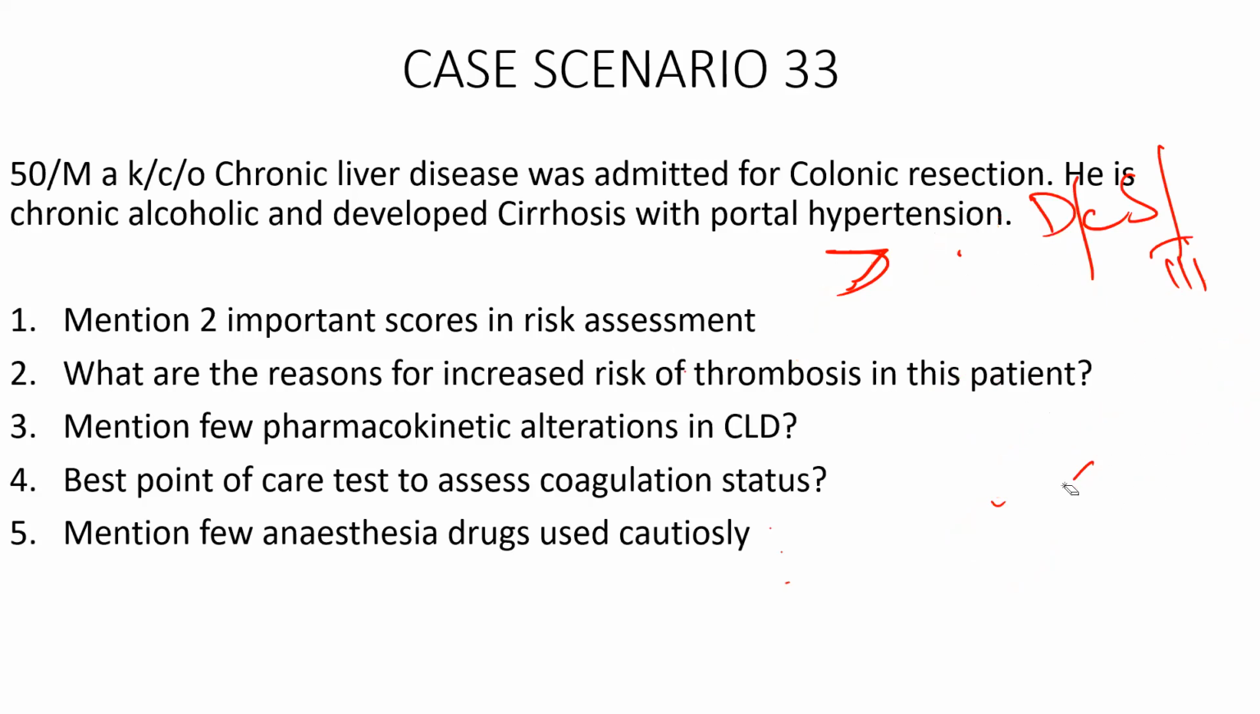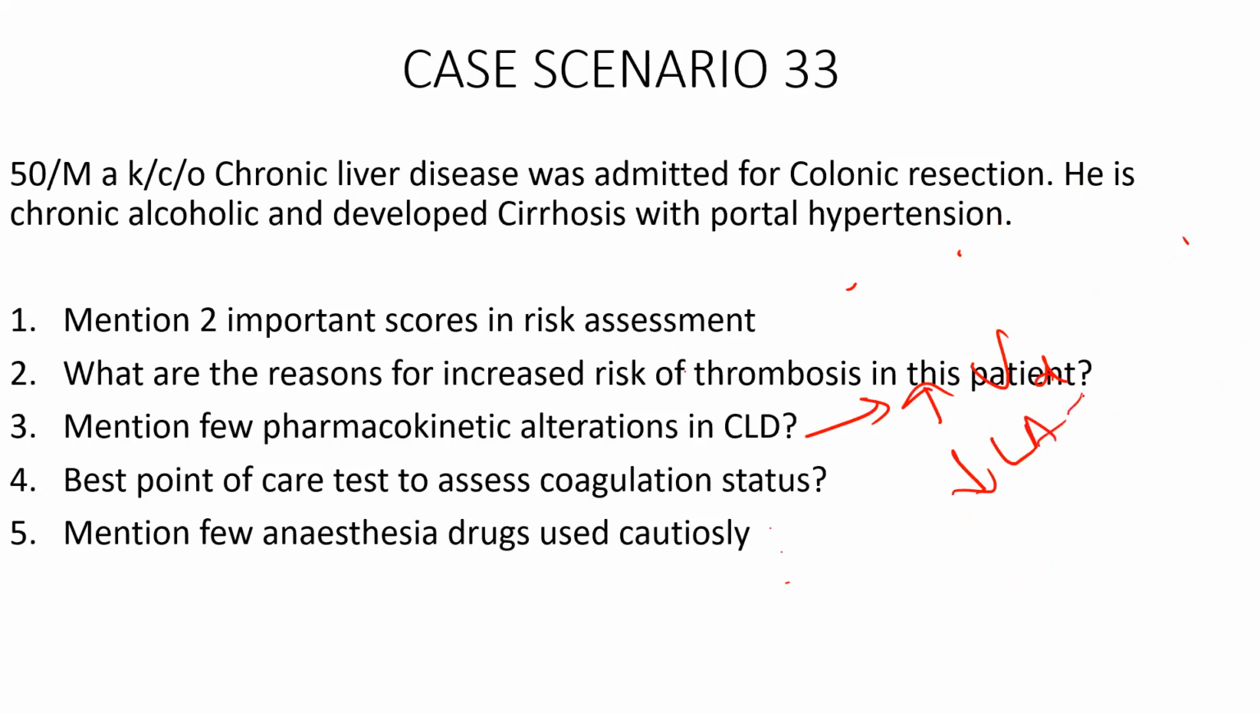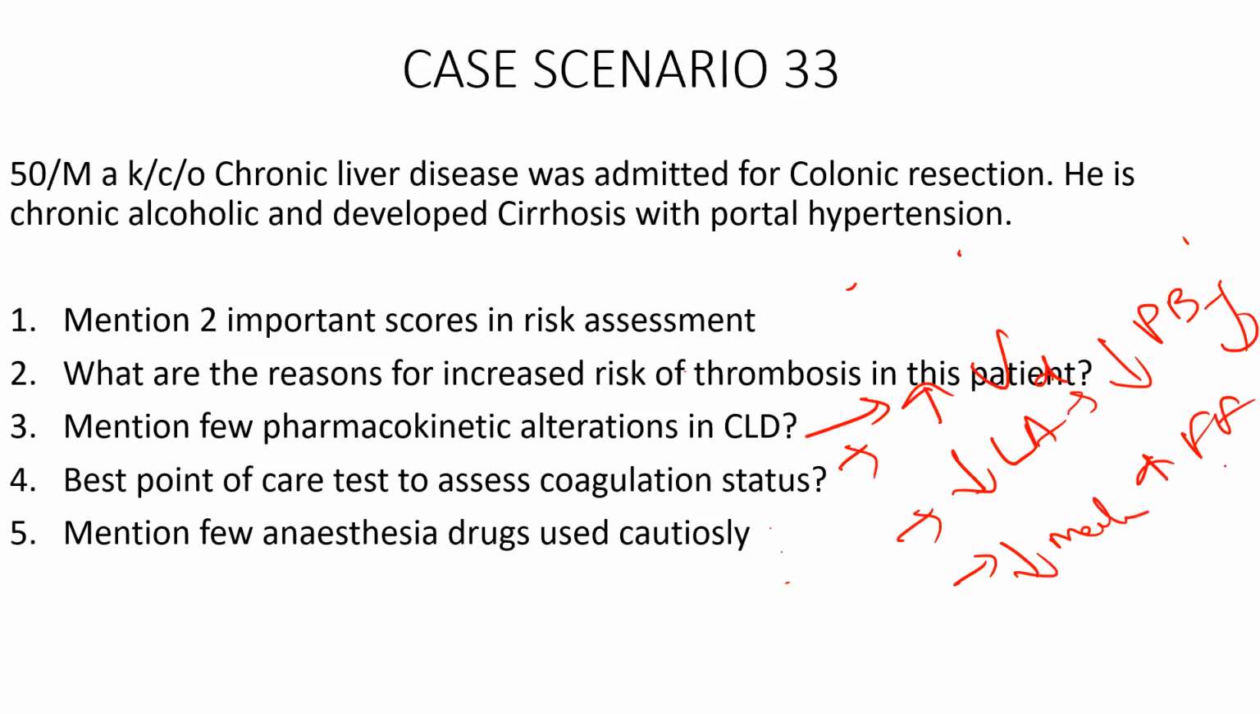Okay, mention few pharmacokinetic alterations in chronic liver disease. First, absorption. Volume of distribution. Yeah, first thing, most important thing, increased volume of distribution. Very good. Protein binding. Low albumin, so low protein binding, so increased free fraction of drugs. Then decreased metabolism of drugs or decreased excretion. Very good. If we mention these 3 factors, that is more than enough in the exam.